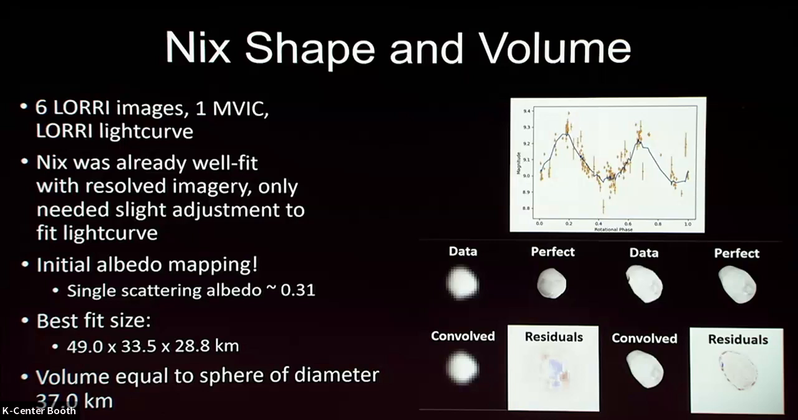One thing for this is we are getting albedos for Nix and Hydra that are very similar to Charon. It's not exactly the same, and that might be down to peculiarities with overfitting the Hapke model there. But generally speaking, the albedo is pretty similar for Nix and Hydra to Charon. And then the best fit size is there for Nix. You can see it's fairly elongated, but with a volume equal to a sphere of 37.